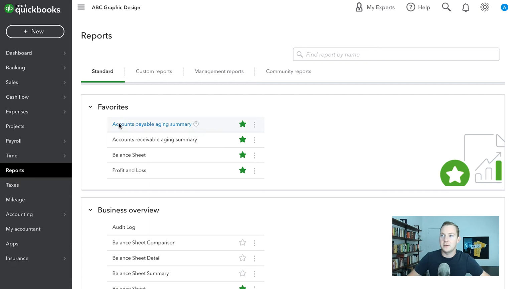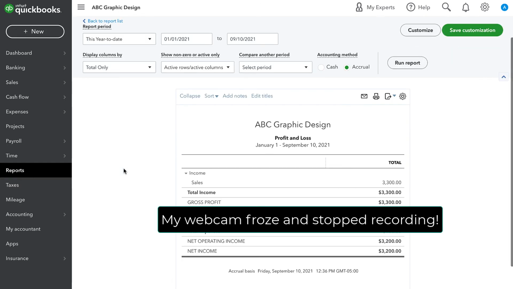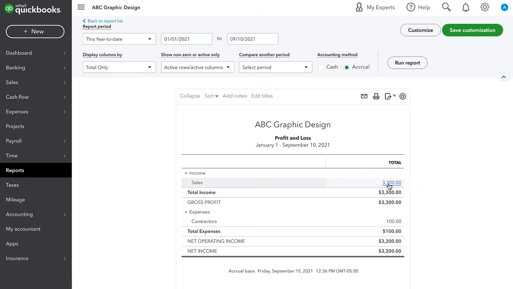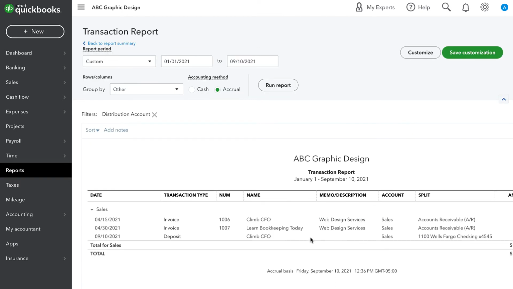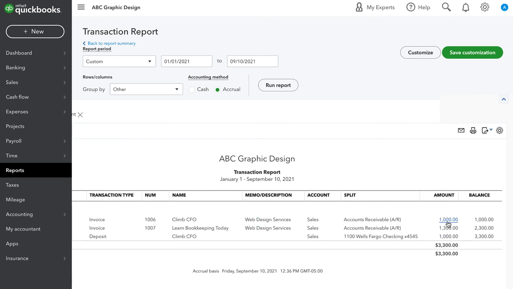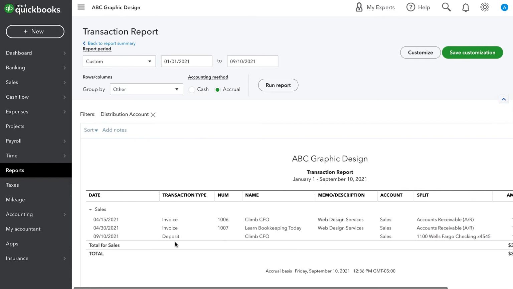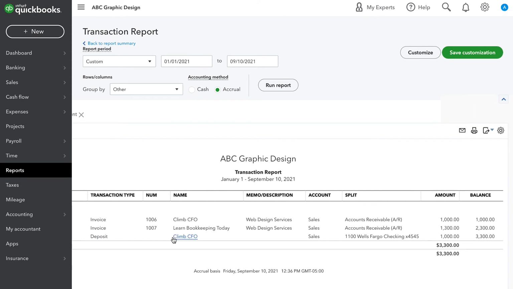So if we go to our profit and loss, this is for the year to date, and we see we have $3,300 recorded. But look at this. Here's $1,000 of income. And then you remember we have that other $1,300 payment that wasn't recorded. That brings us to our $2,300 of payments. And look at this. This is the deposit that I recorded directly to revenue. Now, what this means is that we're overstating our income by $1,000.